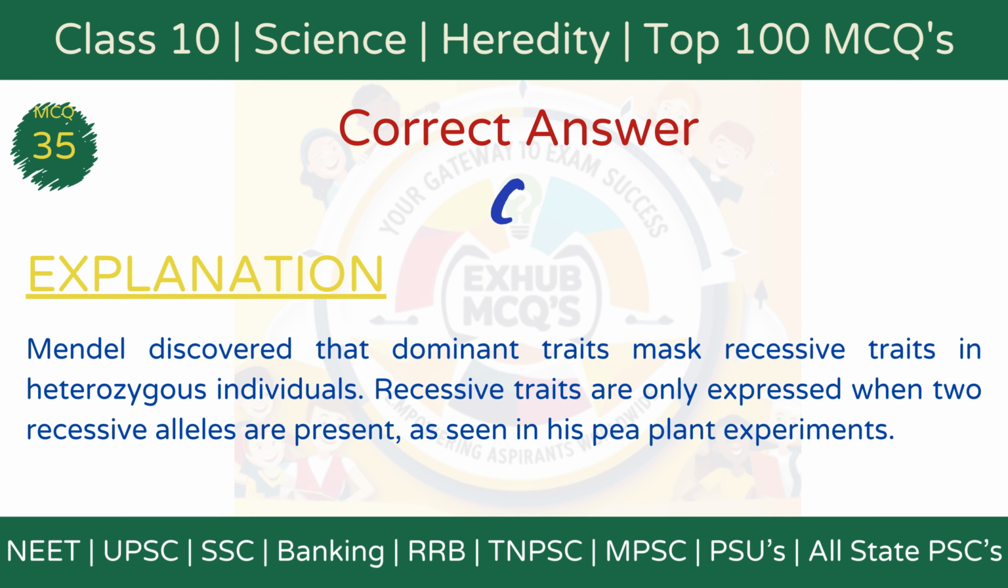The correct answer is option C, dominant traits mask recessive traits. Explanation. Mendel discovered that dominant traits mask recessive traits in heterozygous individuals. Recessive traits are only expressed when both alleles are recessive, as seen in his pea plant experiments.